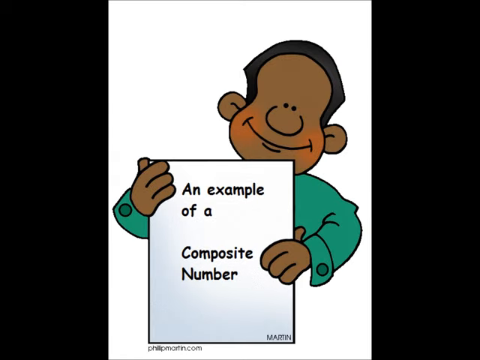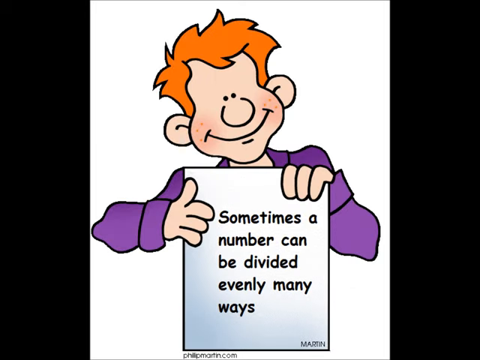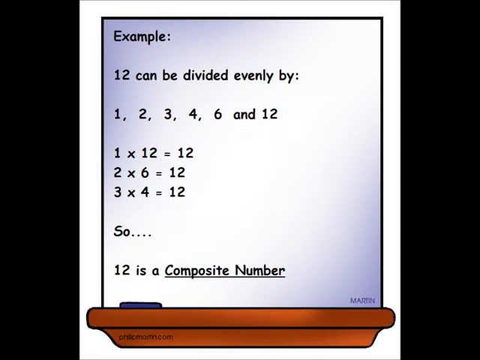Now, let's look at an example of a composite number. Sometimes a number can be divided evenly many ways. For example, 12 can be divided evenly by 1, 2, 3, 4, 6 and 12. 1 times 12 equals 12, 2 times 6 equals 12, 3 times 4 equals 12. So 12 is a composite number.